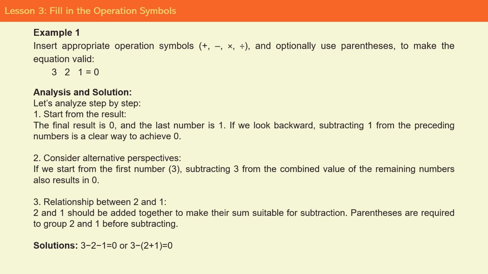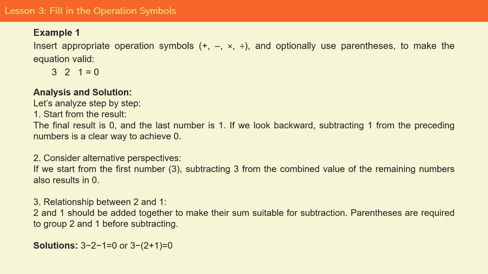Let us analyze step by step. First, start from the result. The final result is 0, and the last number is 1. If we look backward, subtracting 1 from the preceding numbers is a clear way to achieve 0. Second, consider alternative perspectives. If we start from the first number 3, subtracting 3 from the combined value of the remaining numbers also results in 0.